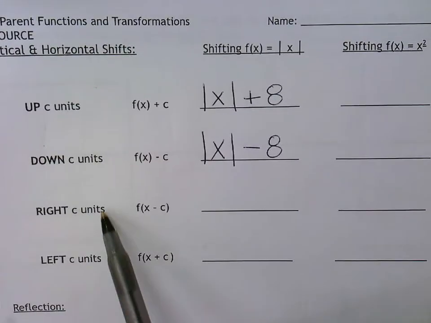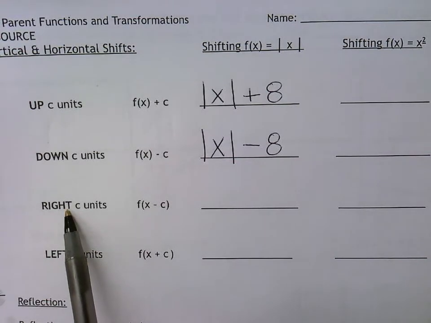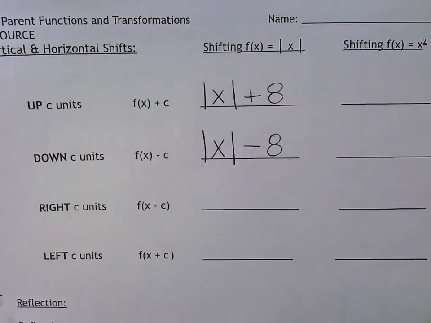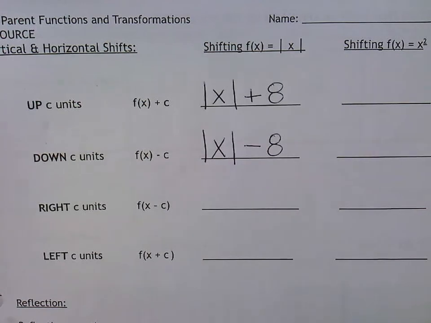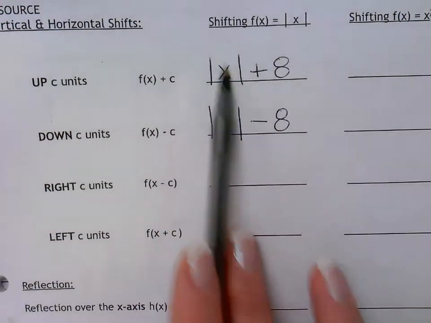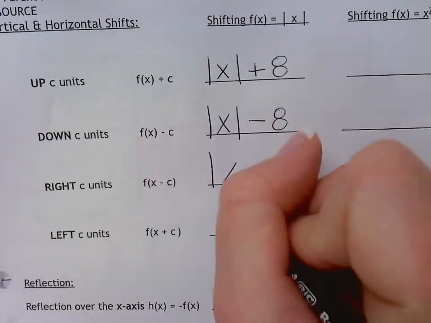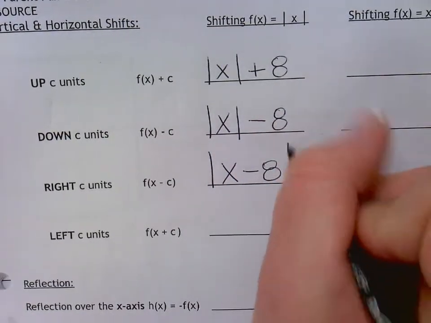It's the right and the lefts that get people, because to move to the right, don't you want to add, moving to the right? Moving to the left, I kind of want to subtract, and it's actually the opposite. So to move the absolute value graph to the right, I'm just going to stay with the number 8 here. It'd be x minus 8 on the inside of the function.